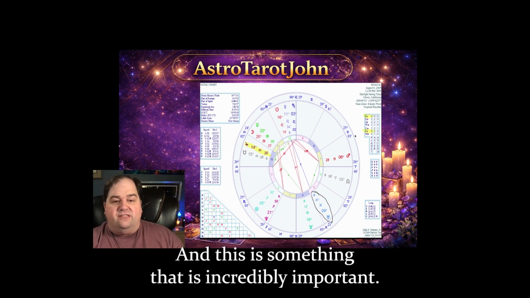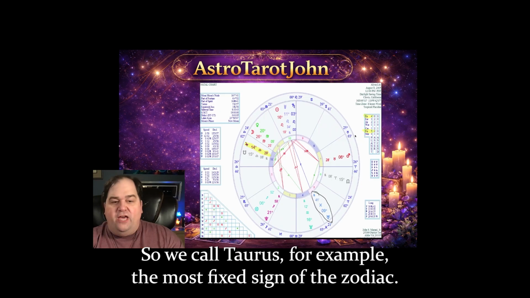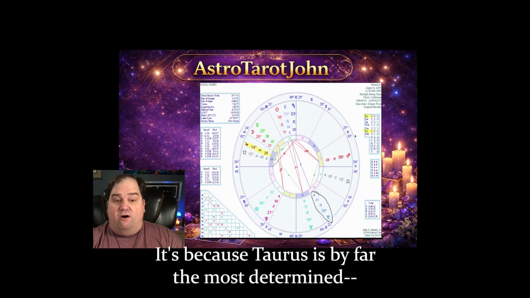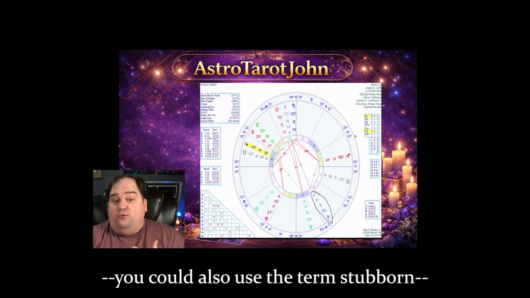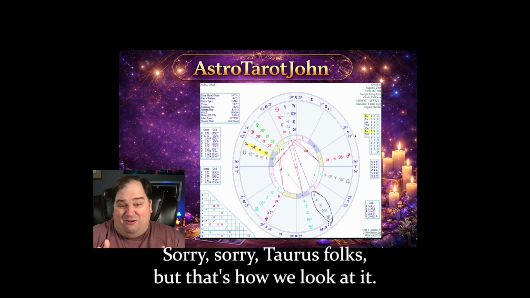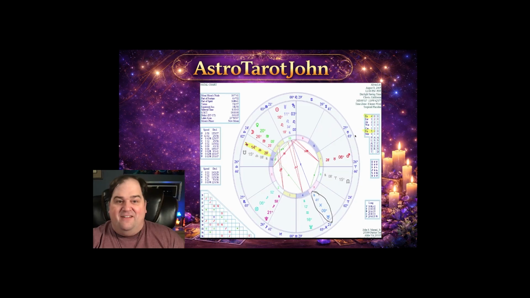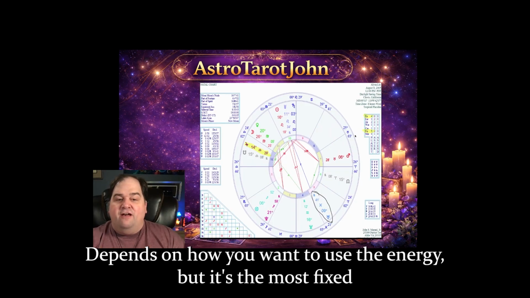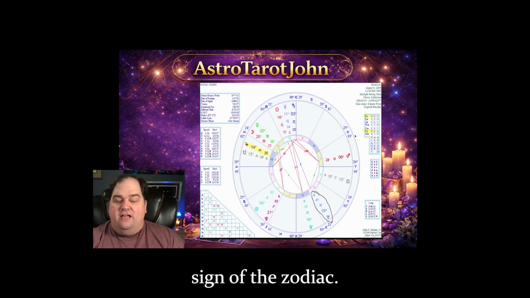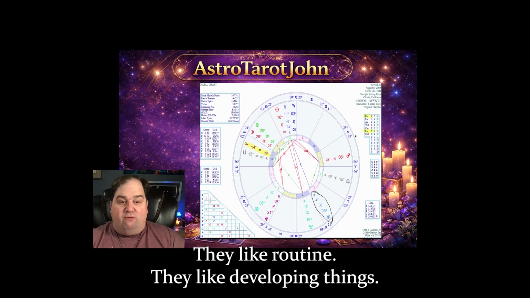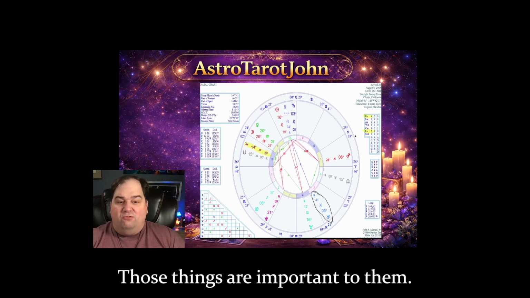And this is something that is incredibly important. So we call Taurus, for example, the most fixed sign of the zodiac. There's a reason for that. It's because Taurus is by far the most determined. You could also use the term stubborn. Sorry, Taurus folks, but that's how we look at it. We're just going to call it the most fixed, okay? Depends on how you want to use the energy, but it's the most fixed sign of the zodiac. Fixed signs stick. They stay. They tend to have the same opinions. They tend to want to do the same things. They like routine. They like developing things. Those things are important to them.